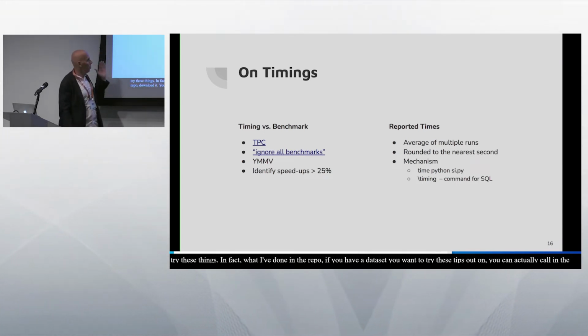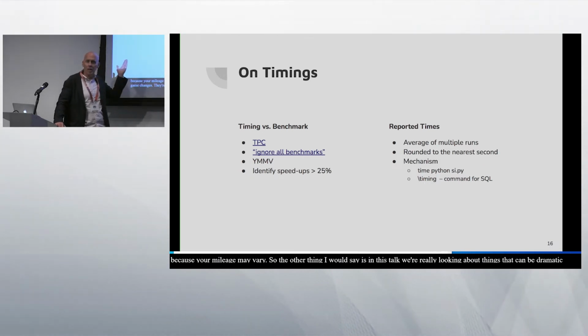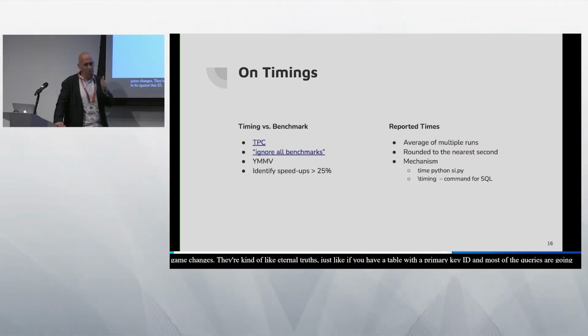And so the other thing I would say is that in this talk, we're really looking at things that can be dramatic game changers, right? They're kind of like eternal truths. Just like if you have a table with a primary key ID and most of the queries are going to be against that ID, you know you need that field indexed. If it's a primary key, it will already have an index by the fact that it's the primary key. And there'll be tremendous performance differences between doing the equality query on a specific ID for a table that has 2 or 3 million rows versus doing a full table scan, right? That's kind of an eternal truth.